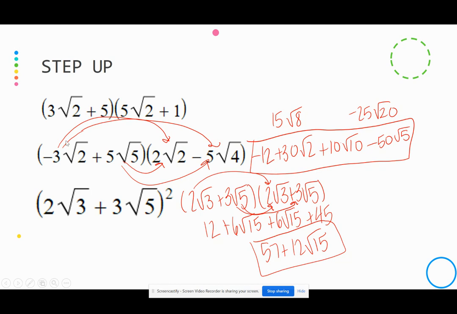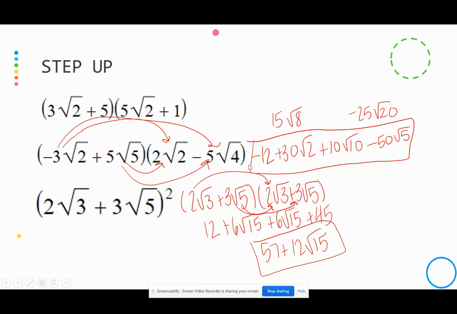For the next one, we do negative 3 times negative 5, which is 15. Square root of 2 times square root of 4 is square root of 8. Take out the square root of 4 inside there, and that leaves me with a 2. So 15 times 2 is 30, and leaves me with the radical 2. The next problem, 5 square root of 5 times 2 square root of 2 gives me 10 square root of 10.